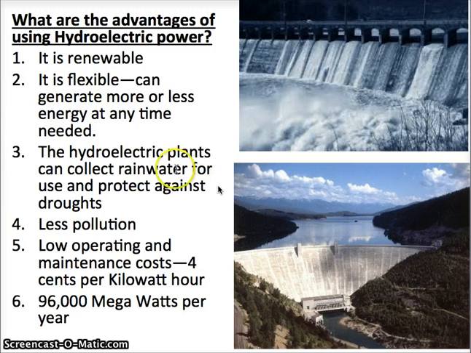Some hydroelectric plants collect rainwater to protect against droughts. It causes less pollution and very low maintenance costs, so 4 cents per kilowatt hour, so it's fairly low on the expenses. And it creates a fair amount of energy, 96,000 megawatts per year. Pretty good.